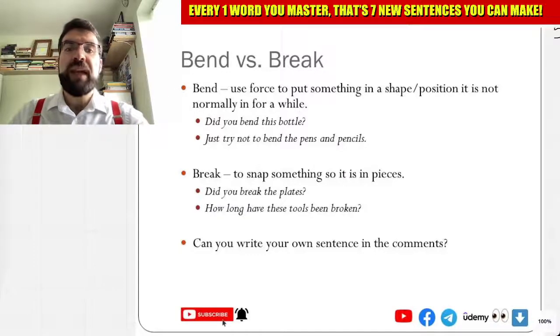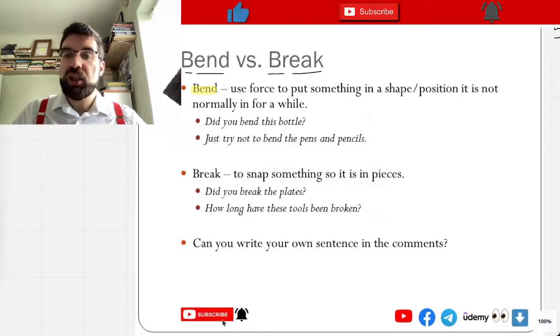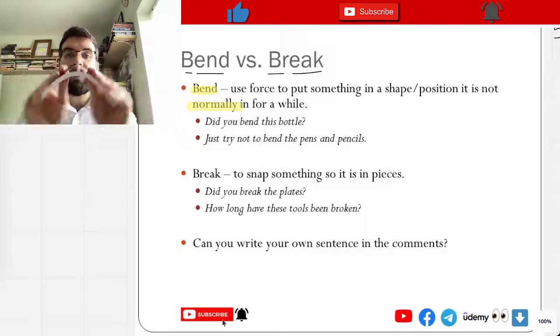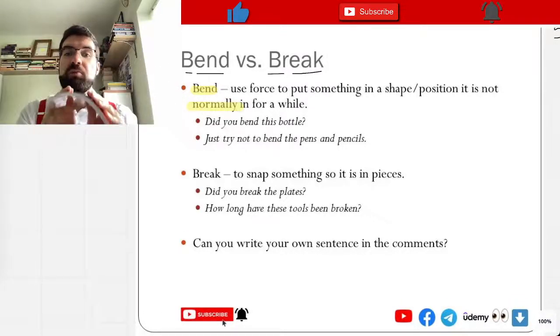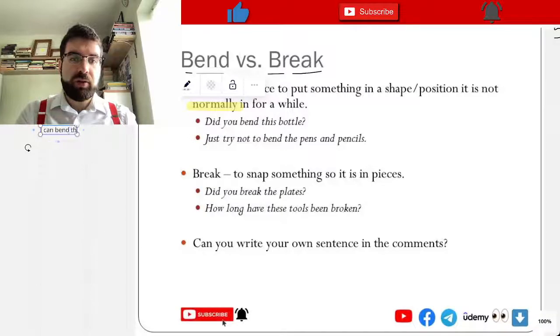So bend, and break. Bend: to use force to put something in a shape that is not normal. I bend the book. I can bend the book.